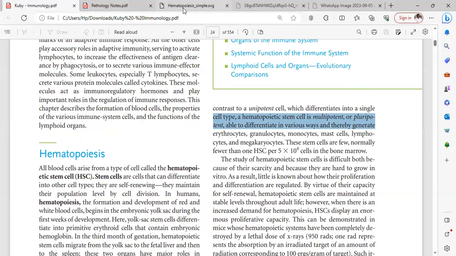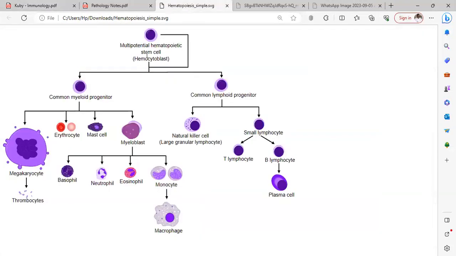You have seen that this is the origin that can lead to either a common myeloid progenitor or the lymphoid. So you go either to myeloid or the lymphoid. We'll start with the lymphoid. In the lymphoid, we have the natural killer cells, and then we have the small lymphocyte, which will basically lead to T lymphocytes and B lymphocytes, and then B lymphocytes after several differentiations will lead to the development of plasma cells.